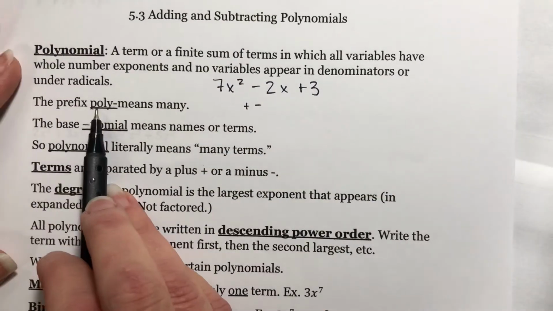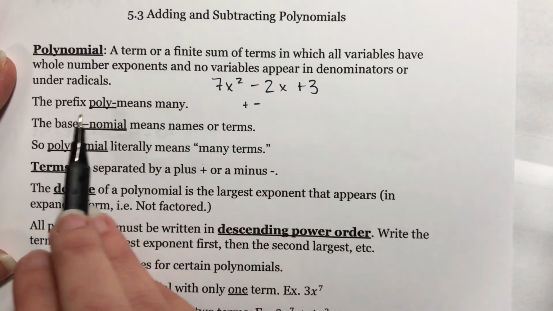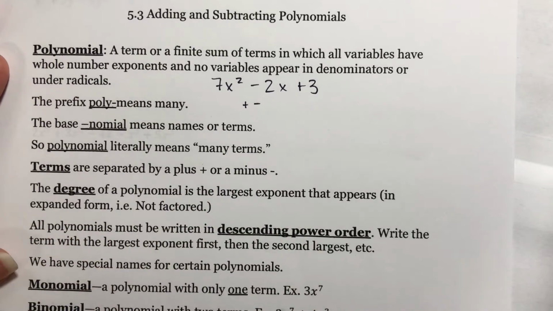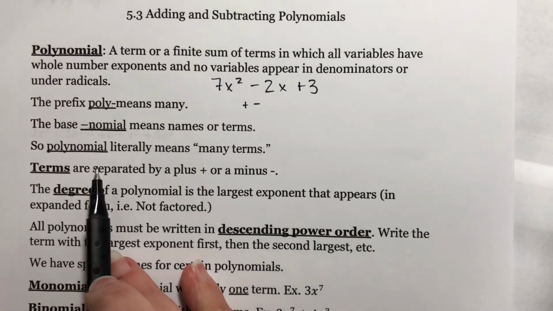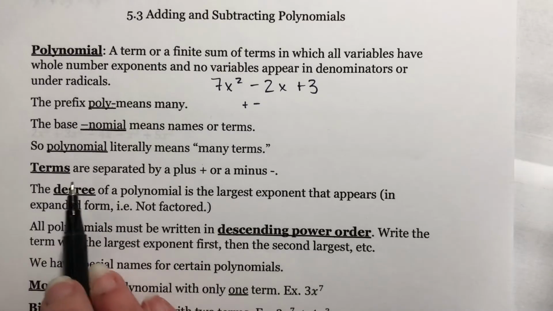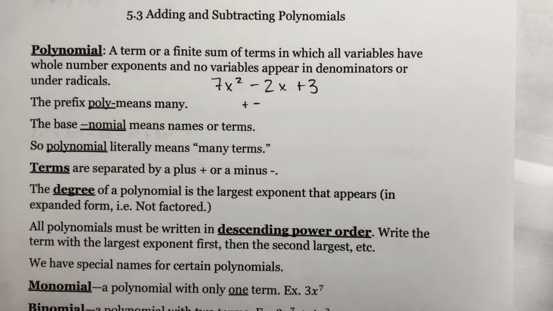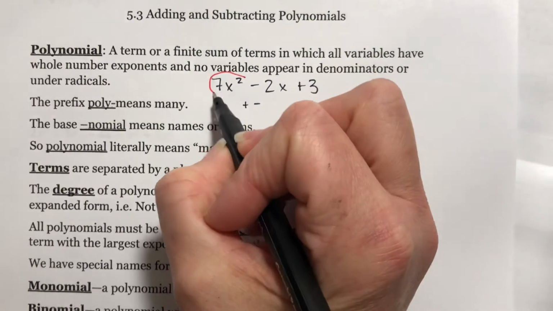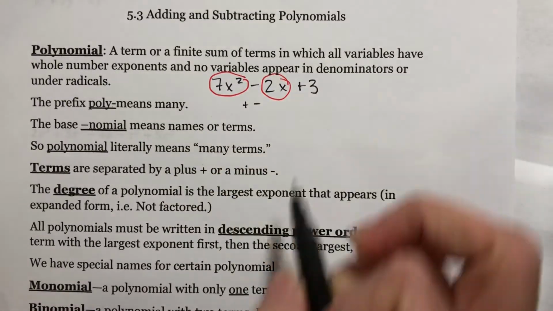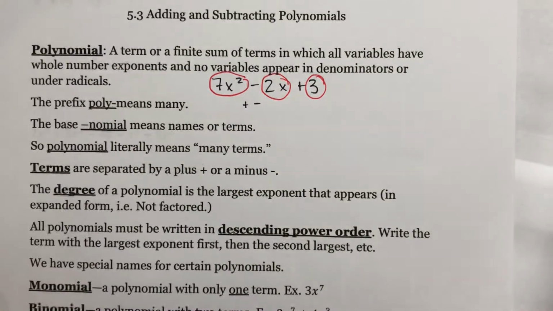The prefix poly means many. The base nomial means names or terms. So polynomial is literally many terms. Now you're going to be talking a lot about how many terms a polynomial has. Terms are separated by a plus or a minus. So 7x squared is a term. 2x is a term. 3 is a term.